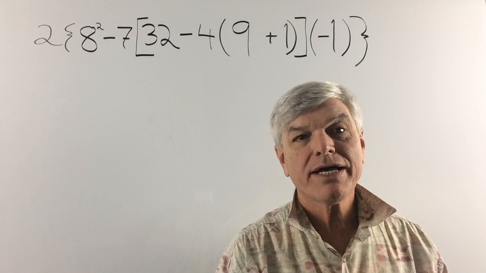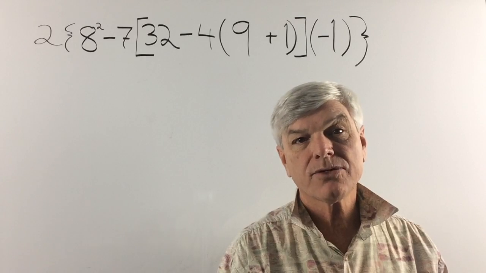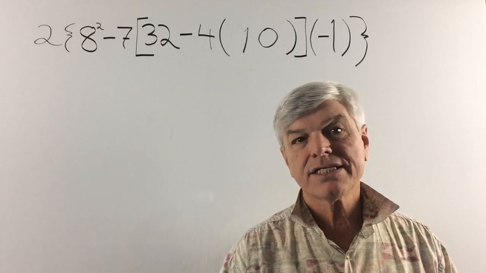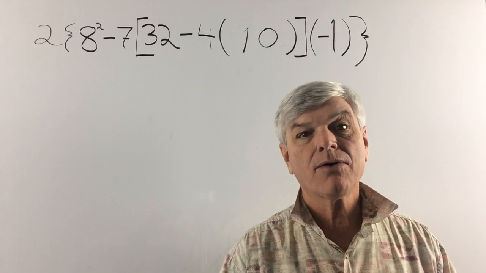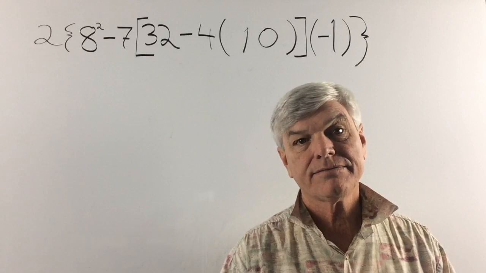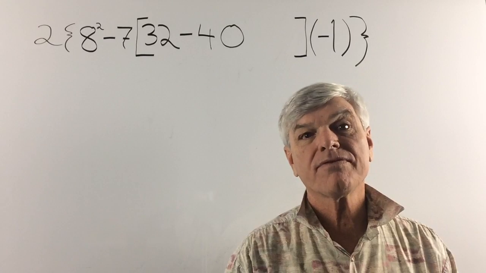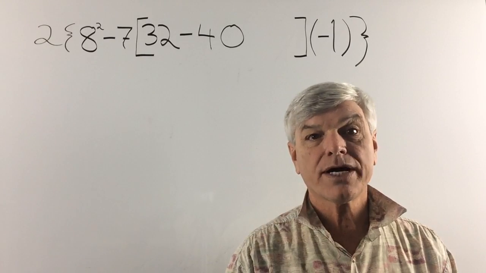Following PEMDAS, we have gone to the innermost parentheses. We have done the exponent. There's nothing to multiply, so now we're going to add. And that would be 10. And since we've done everything in the innermost parentheses, let's bring it out by multiplying 4 times the 10. Now the innermost parentheses is the bracket, so let's perform the function within the bracket. That would be 32 minus 40.